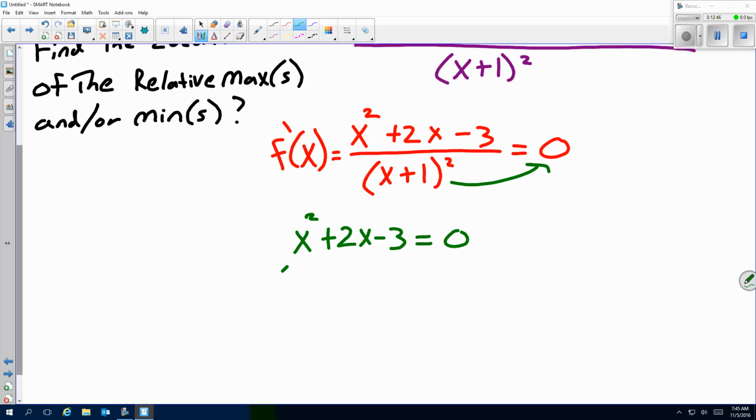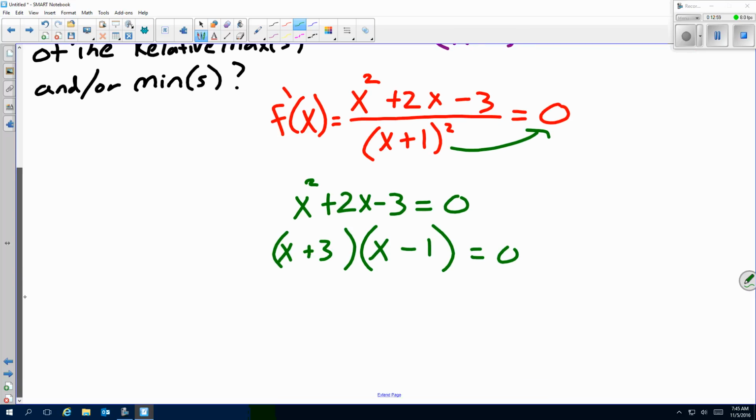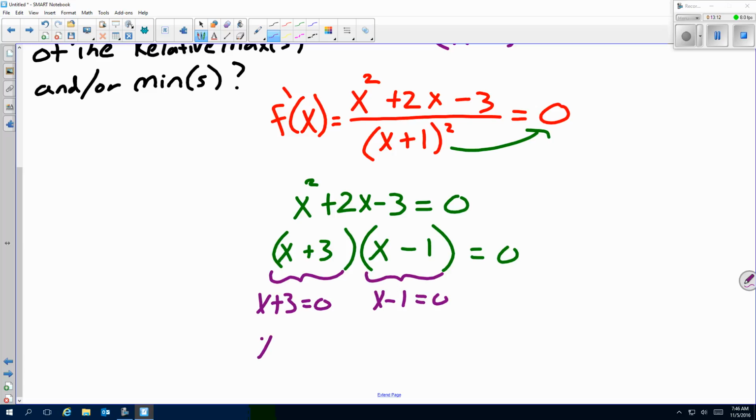This is nice. It's a quadratic. We're excited. We can factor it. This is happy days. So we can say x plus 3 and x minus 1. And this gives me two math problems. We agree? This gives me the math problem that says x plus 3 equals 0. And it gives me the math problem that says x minus 1 equals 0. Meaning that x is equal to negative 3 and x is equal to positive 1.